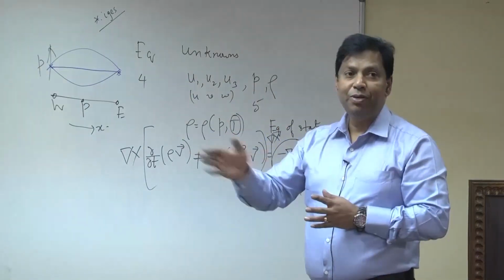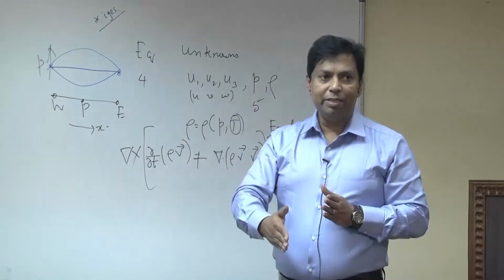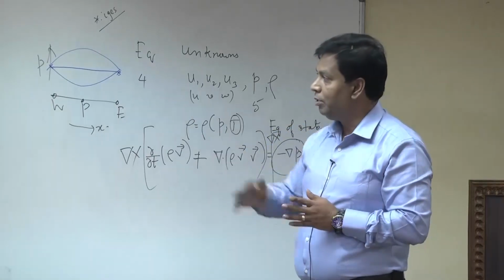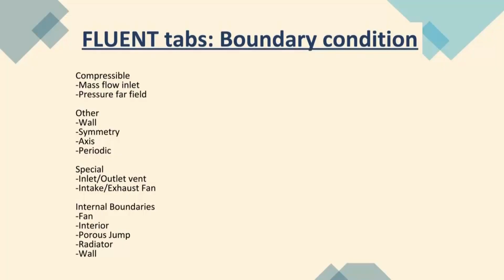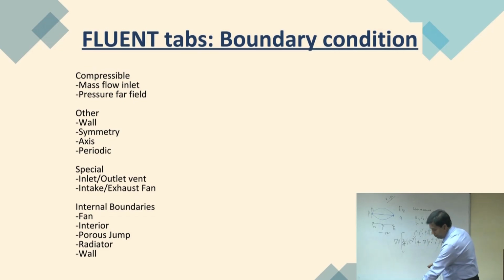But for this kind of symmetric condition, you can use the symmetric boundary condition, axis boundary condition, or periodic. If the flow gives the same results every interval, you can apply the periodic boundary condition, and it will be the same. Some special ones are called the inlet or outlet vent, intake or exhaust fan. This kind of boundary condition you can apply. And for the internal one, you can use a fan, for example for mixing. We use the fan internally. Some interior conditions, you don't need to do anything in there. Some are porous jump, radiator, wall. So this kind of condition.